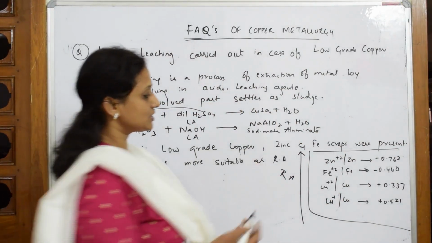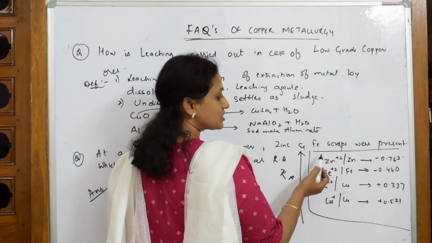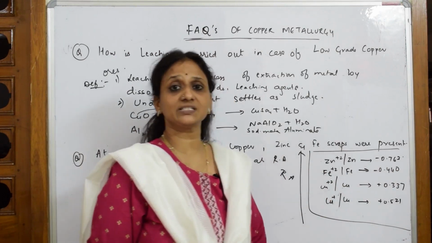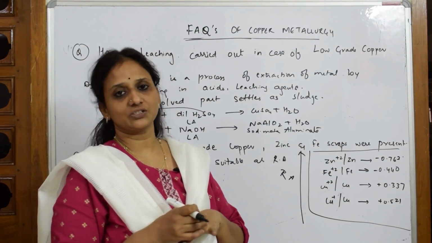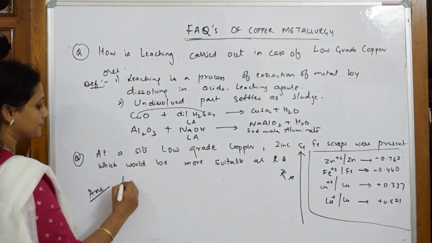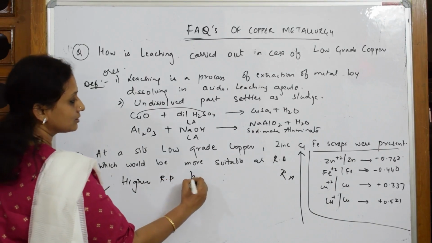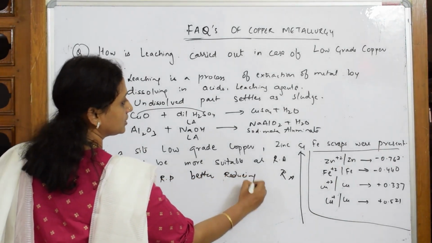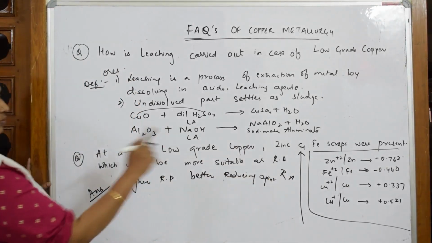So I'm going above, just see, now copper, which is above copper, iron. Compared to iron, which is above iron, zinc. So zinc electrode potential is -0.763. Higher the reduction potential, better is the reducing agent. Simple. So you have to write, higher reduction potential, better reducing agent, right? Higher reduction potential means, here what is the value?